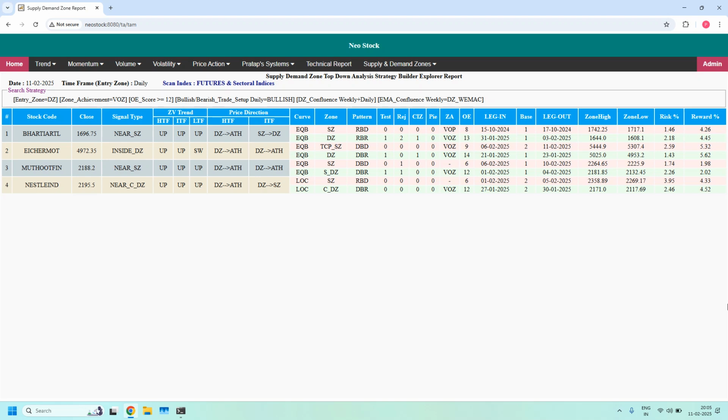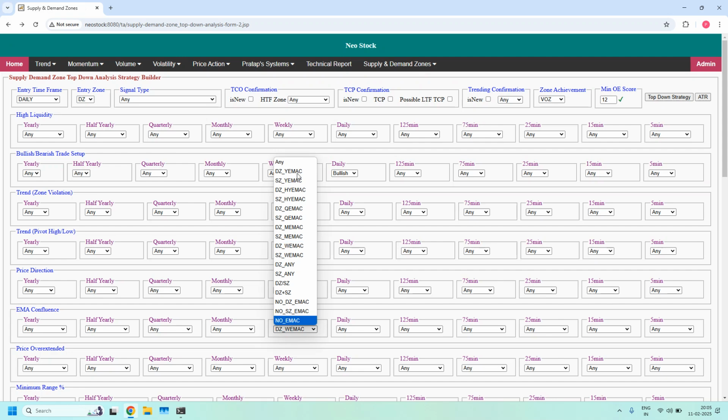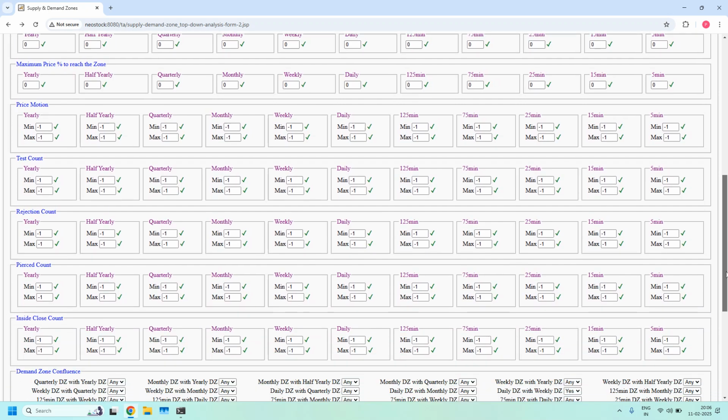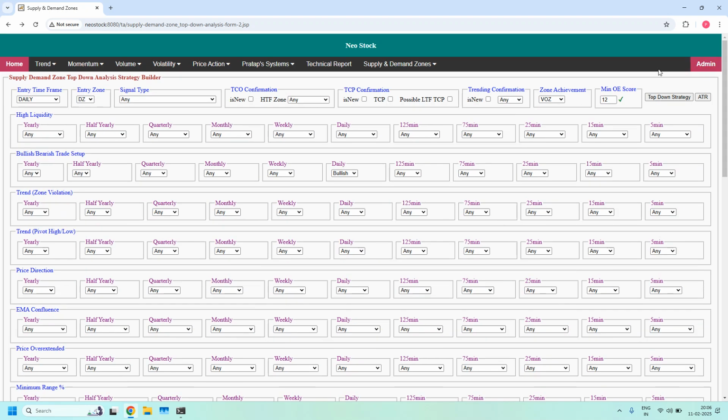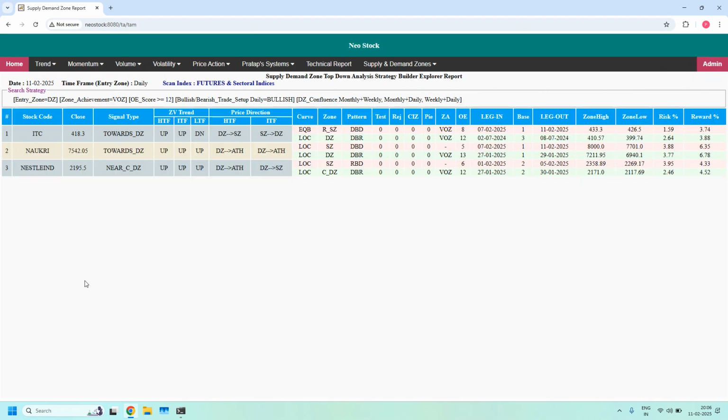Next, let us filter based on LTF, ITF and HTF demand zone confluence. Removing EMA filter. In the demand zone confluence, 3 filters I have to set. This is the first filter already enabled. Second filter, daily with monthly demand zone confluence. Weekly with monthly demand zone confluence. With all the 3 demand zone confluence, we got 3 stocks.